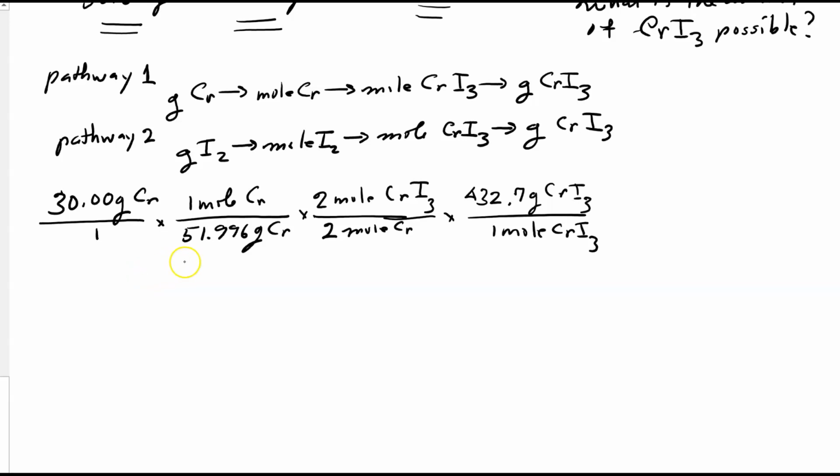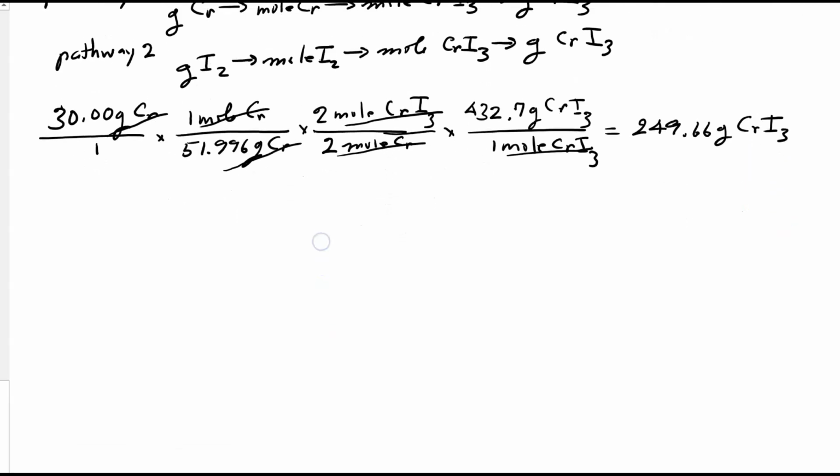And now we can follow through the same sequence we had before. Grams of chromium cancel, moles of chromium cancel, moles of chromium 3 iodide cancel. We're left with grams of chromium 3 iodide, which is what we want. And this says we would end up with 249.66 grams of chromium 3 iodide. Okay, so we have one of them. So let's repeat the process.